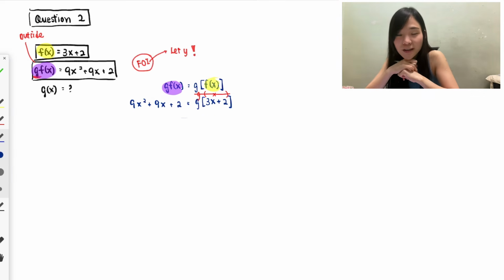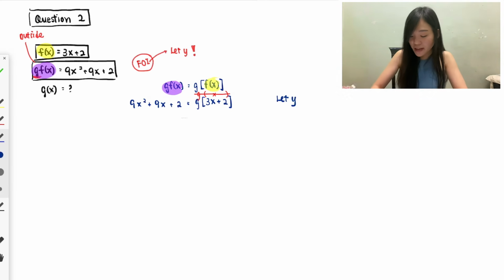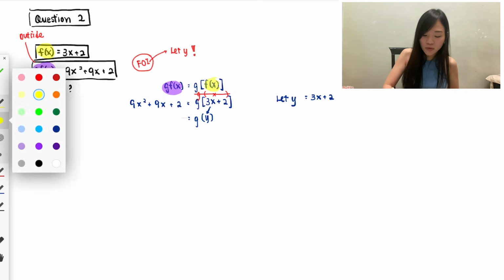And please remember, void stands for find outside inverse. And for inverse, isn't it, we use let y. Can you see my side working? Always have this side working for void questions. So guys, I will let y replace the one that you are stuck with, which is quite obvious, the 3x plus 2. Do you realize the 3x plus 2 becomes y instead?